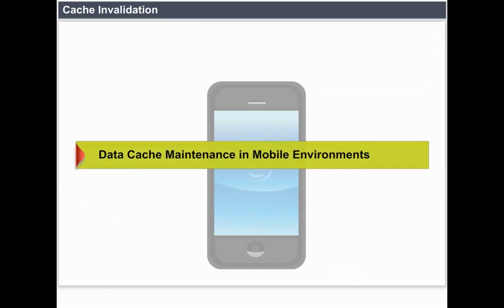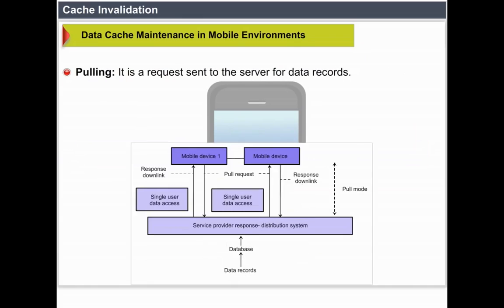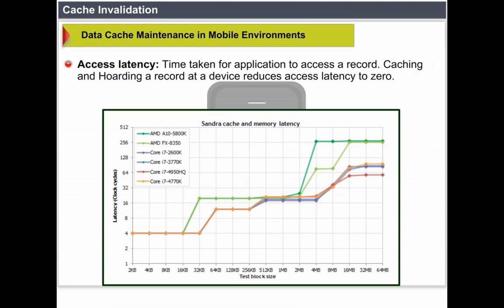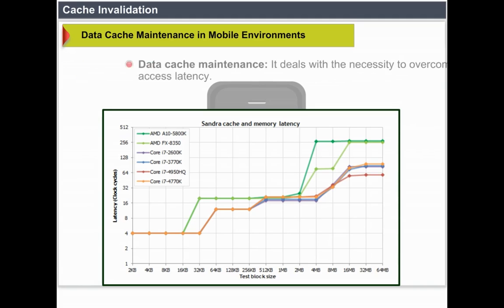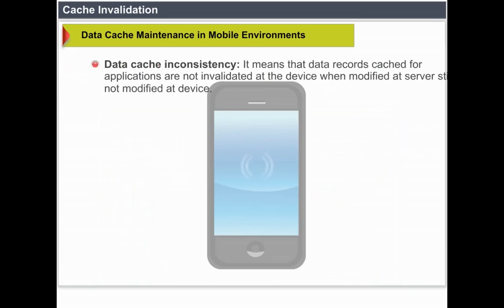Data cache maintenance in mobile environments. Pulling: a request sent to the server for data records. Access latency: time taken for an application to access a record. Caching and holding a record at a device reduces access latency to 0. Data cache maintenance is necessary to overcome access latency.